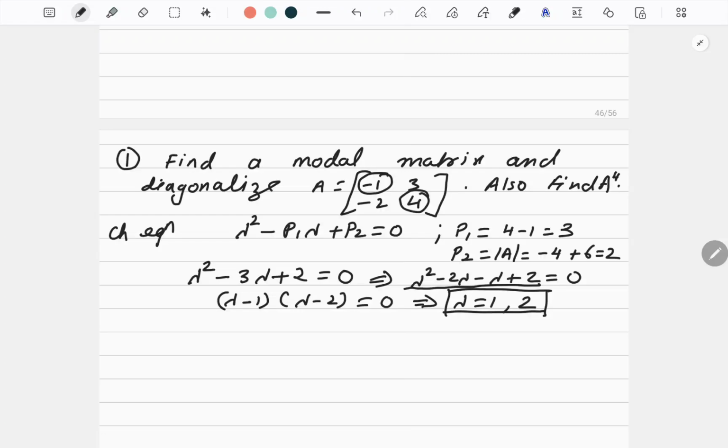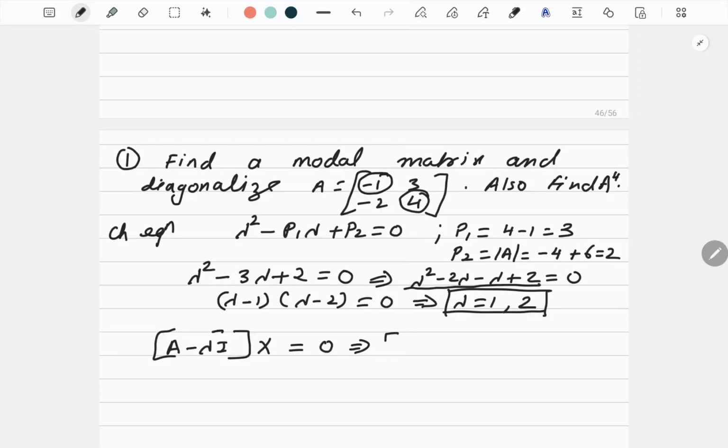Now, corresponding to each eigenvalue, I will find the eigenvector. So, how to find the eigenvector? We know that if we write in matrix form, (A minus lambda I) x is equal to 0. Correct? So, the same thing I will be writing now.